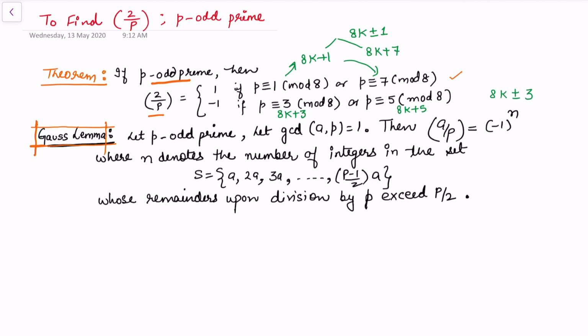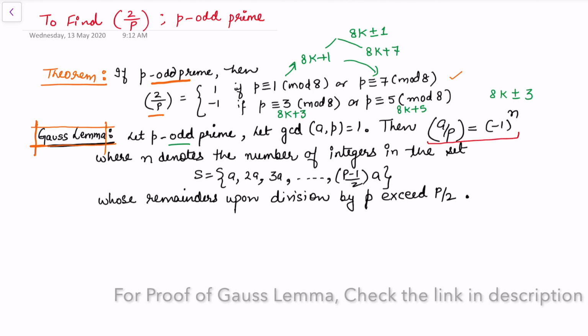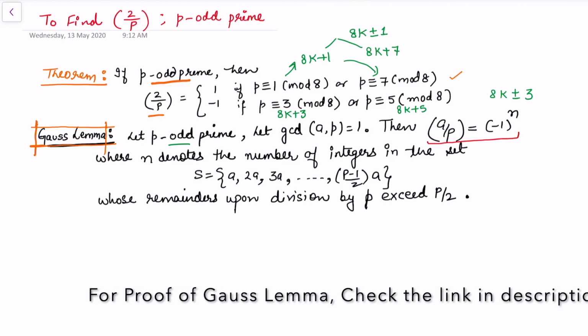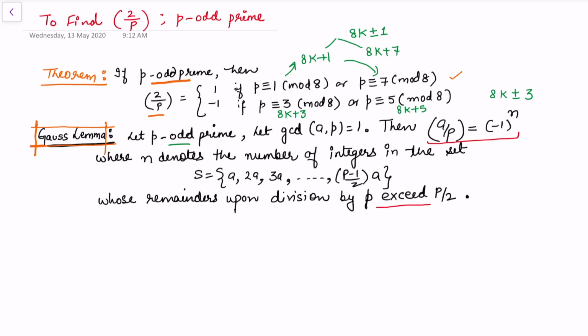So let's prove this theorem. For the proof, I will be requiring Gauss lemma, so let's recall what the Gauss lemma was. For the Gauss lemma, I am considering p an odd prime and GCD of a and p equal to 1. Then the Legendre symbol a by p takes the value minus 1 to the power n, where n denotes the number of integers in this set whose remainder upon division by p exceeds p by 2.